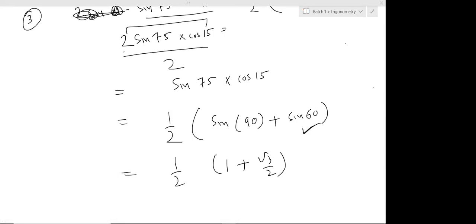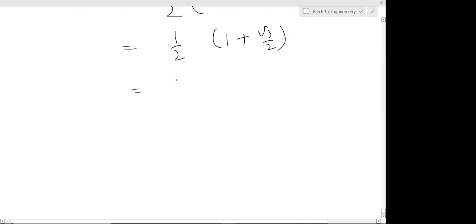Yes, sir. Okay. Next question. Sir, can we write this as 2 plus root 3 by 4? Yes, and this you can change anyway. Half of 2 plus root 3 by 2, and this is 2 plus root 3 by 4. All right.